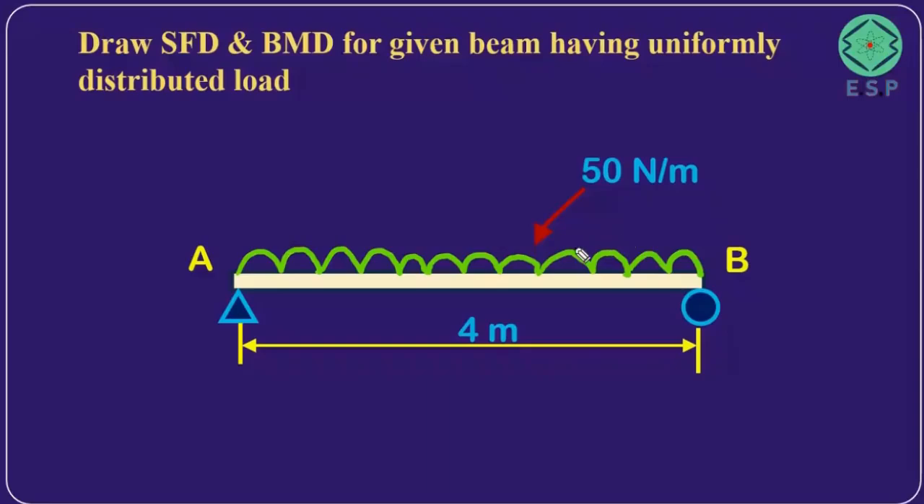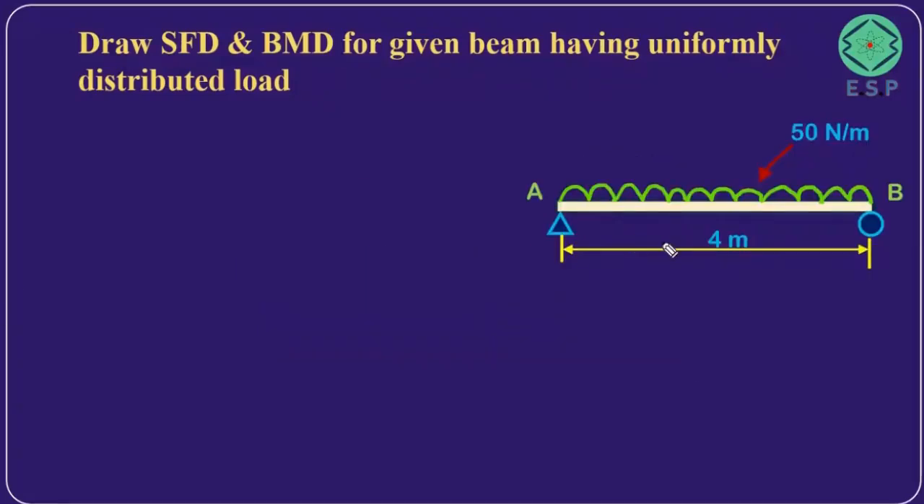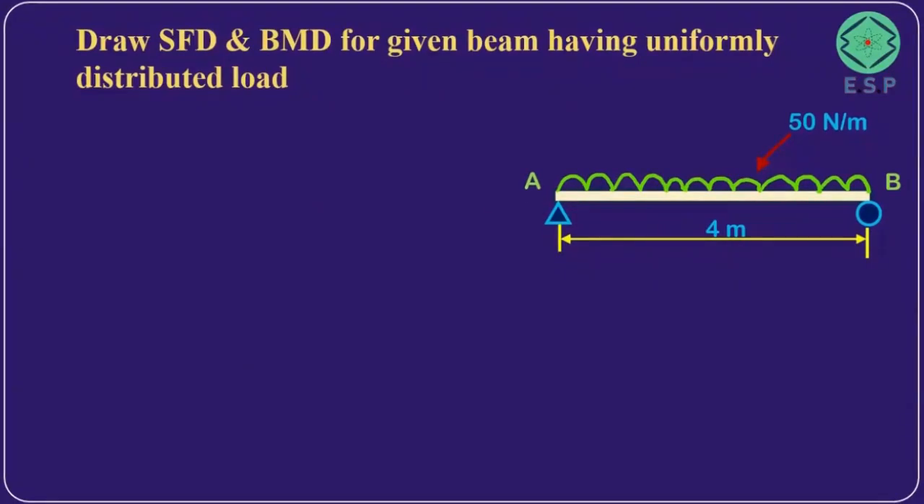So now we have to draw shear force and bending moment diagram for this particular beam. So this is a case of a uniformly distributed load acting on a simply supported beam, and we have to draw shear force diagram and bending moment diagram for this particular condition. So friends, if you want to draw shear force and bending moment diagram for this particular beam, we have to first draw the free body diagram and we have to find the support reactions acting at point A and point B.